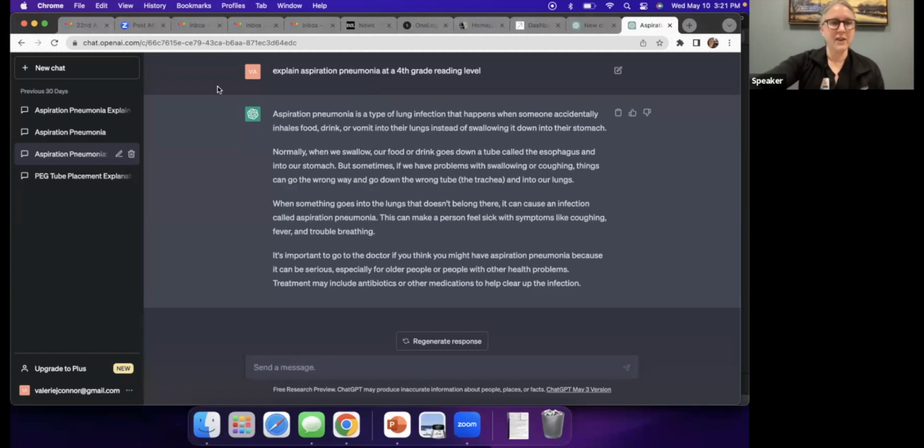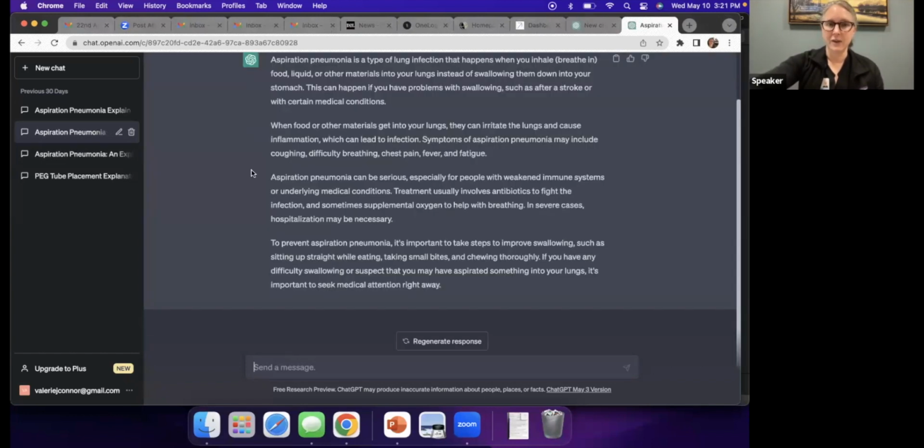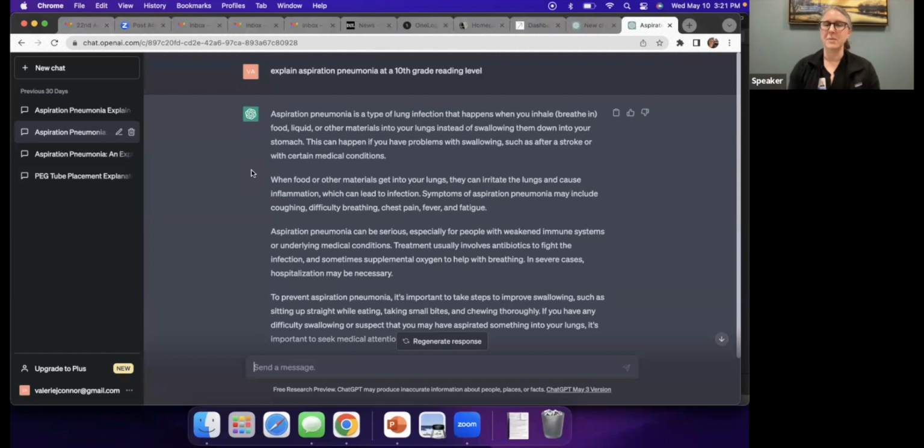I did the same thing and asked it to put it at the 10th grade reading level, because a lot of our patients have completed high school, but they didn't go on to college. So we want to use terminology that they understand, but patients also don't really like it if they feel like we're talking down to them. So this is a cool way to bring it to their level. So here now you can read what it's saying at the 10th grade level.